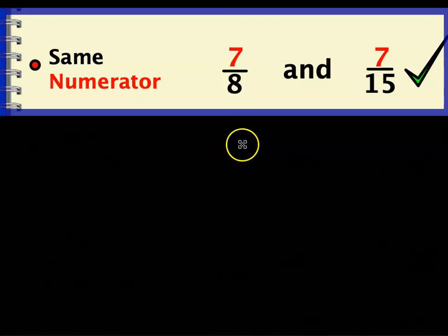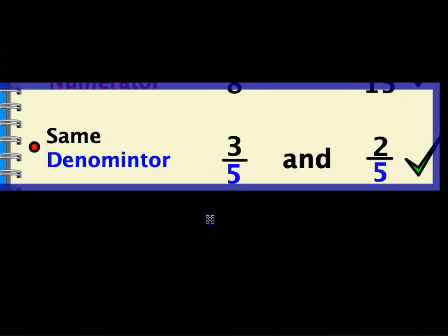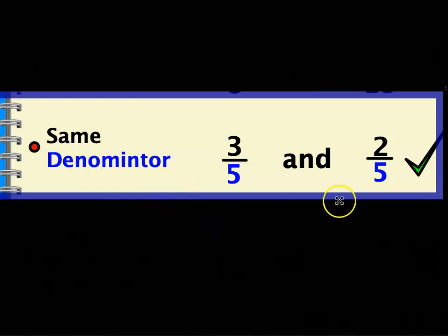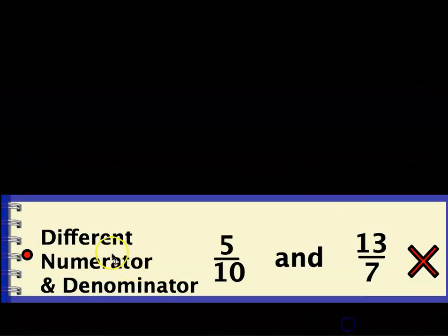So far, we learned how to compare two fractions having the same numerator, for example 7 over 8 and 7 over 15, in addition to fractions having the same denominator, so 3 over 5 and 2 over 5. You can check the previous videos. But what if the two fractions have different numerator and denominator? For example, 5 over 10 and 13 over 7. How can we compare them? Let's see.